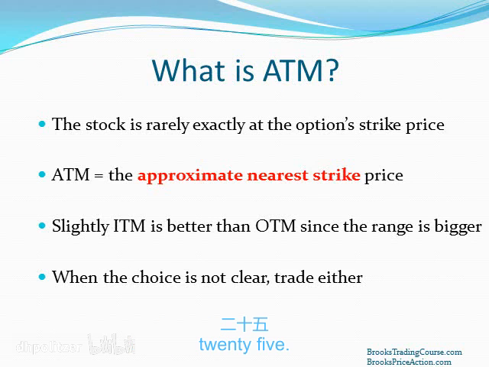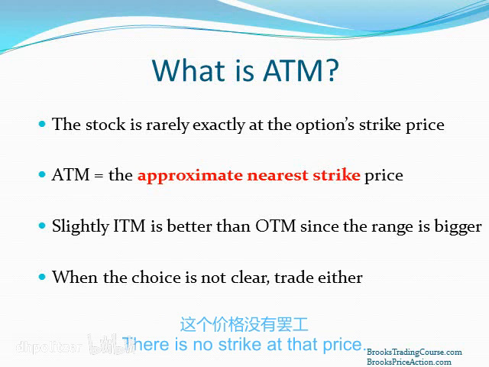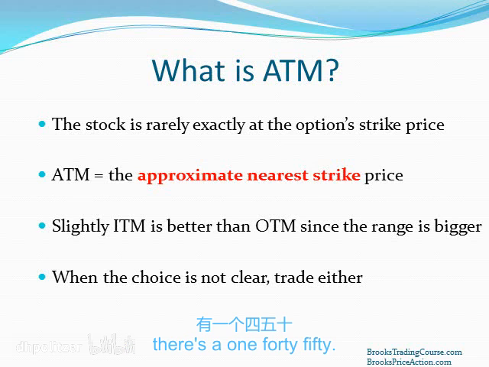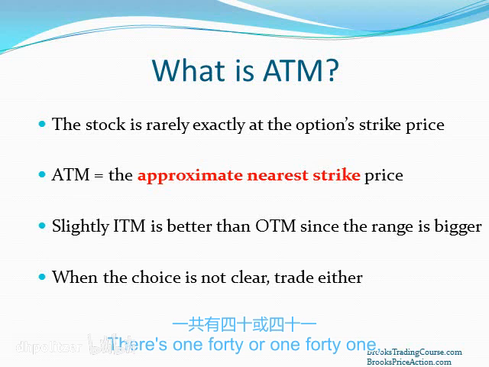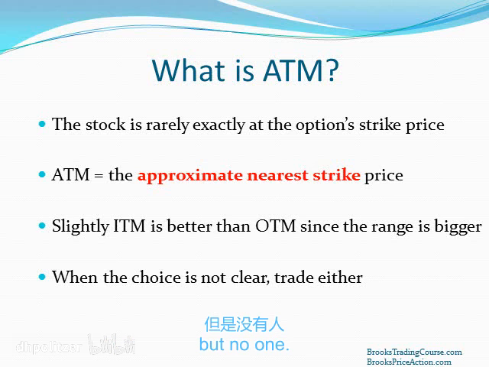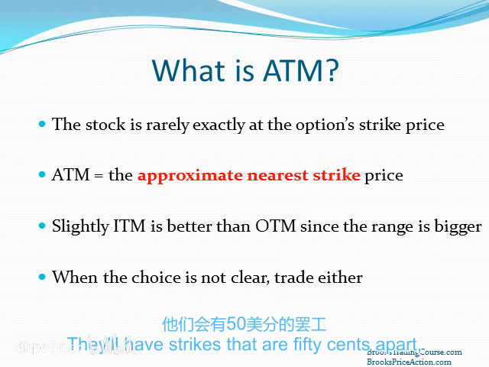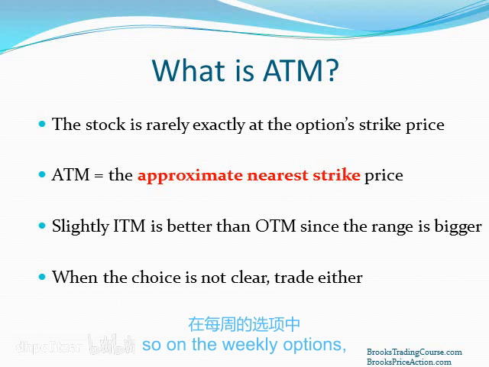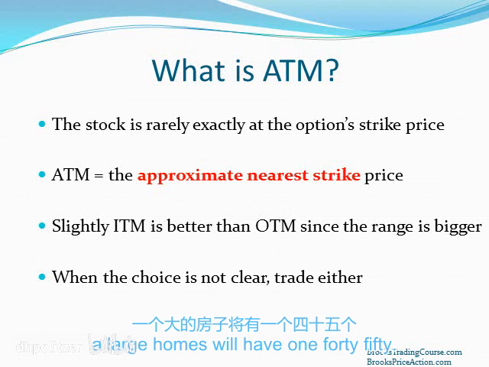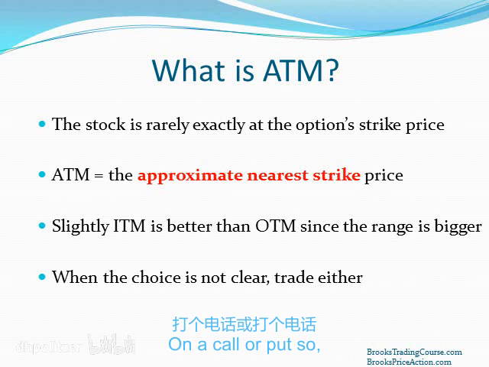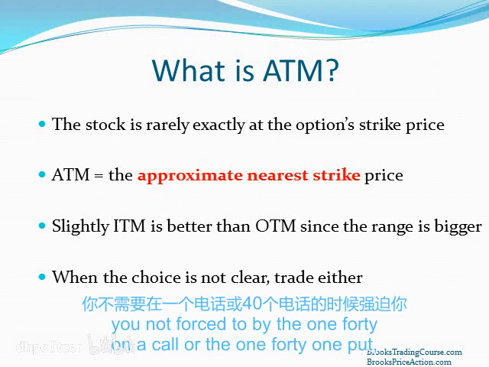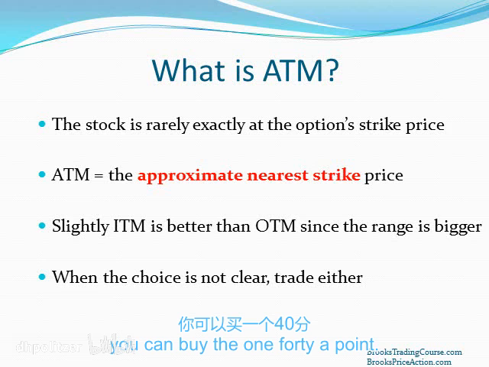Say the price is 140.25. There is no strike at that price. There's a 140, a 141, but nothing in between. One nice thing about the SPY is that a lot of times they'll have strikes that are 50 cents apart. So on the weekly options, a lot of times they'll have a 140.50 call or put. So if the SPY is at 140.40, you're not forced to buy the 140 call or the 141 put. You can buy the 140.50.